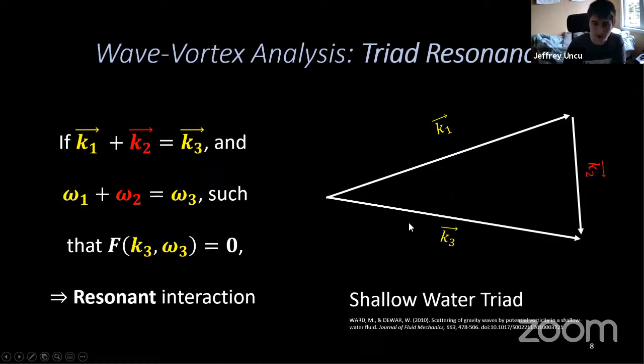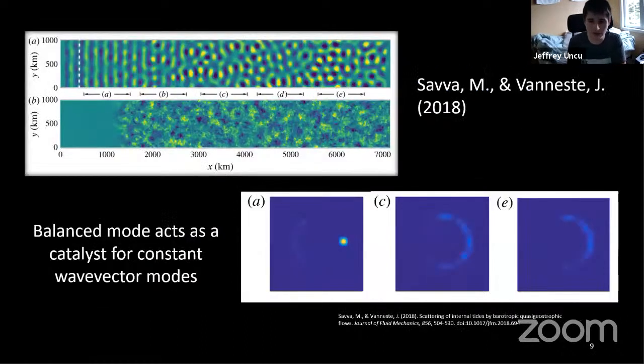To see this effect in action, I just want to show you a picture from Savin and Vanneste's paper in 2018, where they have a plane wave being forced into an isotropic turbulent flow, which is held constant. When they look at the energy spectrum of this flow at these regions A, B through E, they see where all the energy is initially located at the wave vector here in the x direction. As it moves through, the energy gets spread out around this constant magnitude wave vector ring in wave vector space, showing this triad result in action. For this reason, we say balanced modes act as a catalyst for constant wave vector modes, at least when we have a steady background flow.